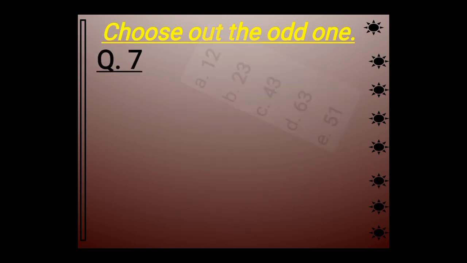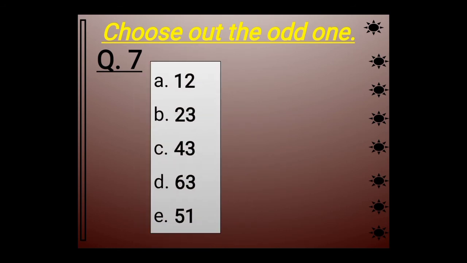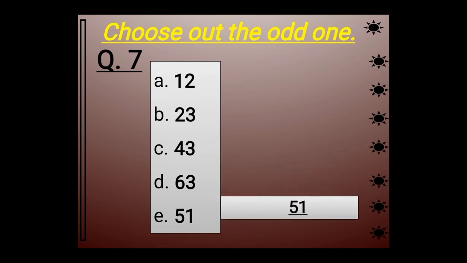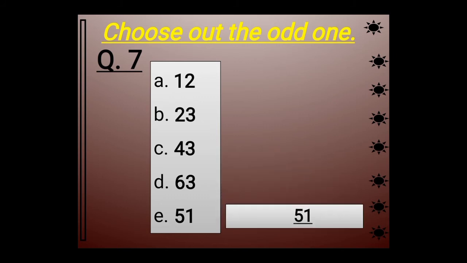Next question. This question contains some numbers. Of these, 12, 23, 43, 63 are odd numbers. 51 is not an odd number. So the odd man out of this question is 51. Except 51, sum of digits of other numbers is odd.